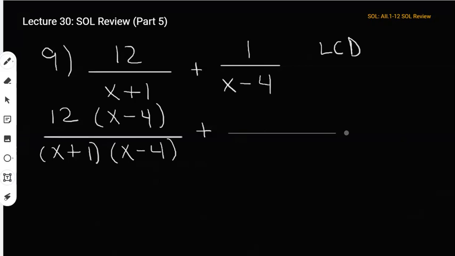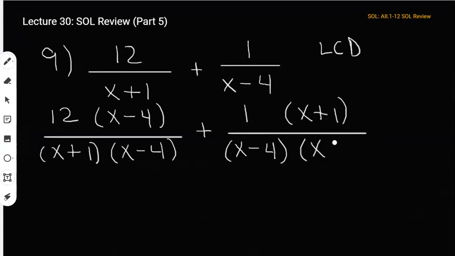Over here for this fraction, I'm going to keep everything the same for now. I've got that 1 on top and an x minus 4 on the bottom. But I notice that this one is missing the x plus 1. So I'm going to multiply the top by x plus 1 and the bottom by x plus 1. So now I have a common denominator. The bottoms of the fractions are now the same.